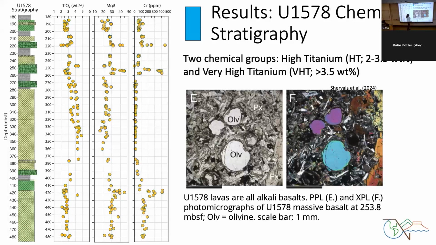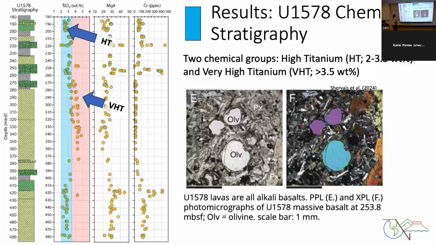We've got olivine and pyroxene and plagioclase, and these are all classified based on major element chemistry as ocean island basalts. What's interesting, though, is if we look at other element ratios or other element concentrations, we can start to pick out some unique signatures in 1578. And the first is that it's very high in titanium. This is even compared to other ocean island basalts. We have these high titanium lavas that are about 2 to 3.5 weight% titanium, and then 3.5 to almost 5 weight% titanium are these very high titanium lavas.